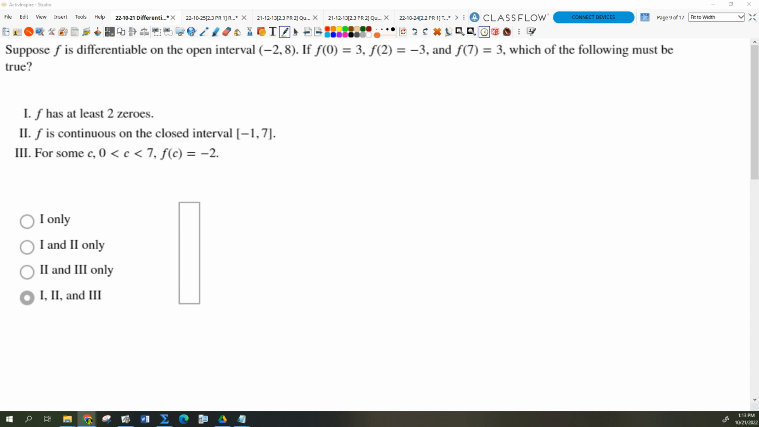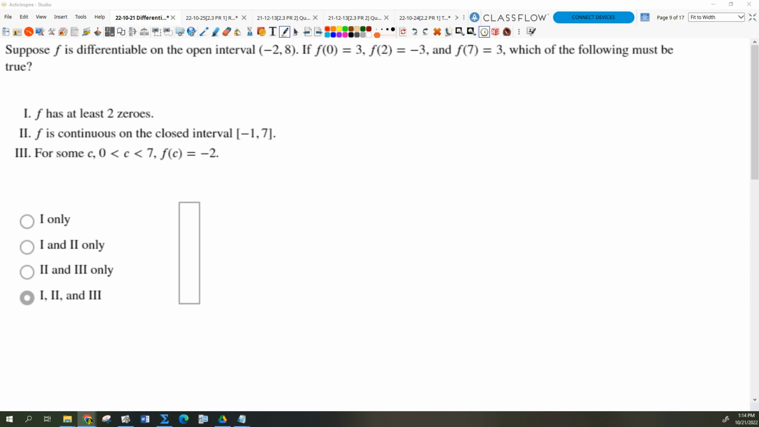Also, if we know that f of 2 is -3 and f of 7 is +3, then it must also pass through 0 between x equals 2 and x equals 7. So you get a total of at least two zeros, could be more, but we have at least 2 by IVT. And then, well, 2 is given, right? If it's continuous on the open interval from -2 to 8, then the closed interval from -1 to 7 is a subinterval of that larger interval. So that has to be true.